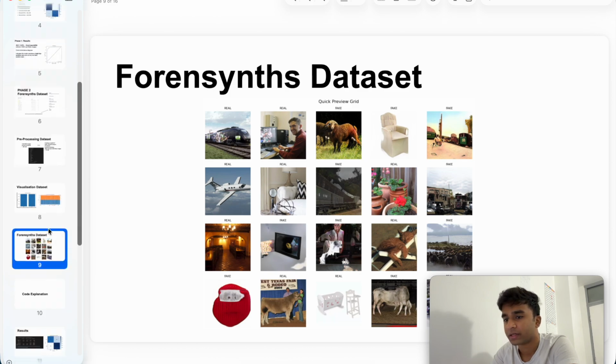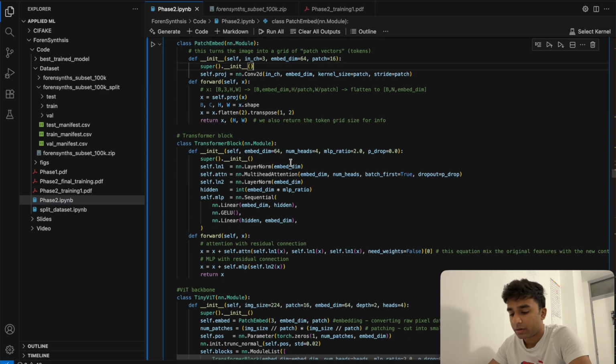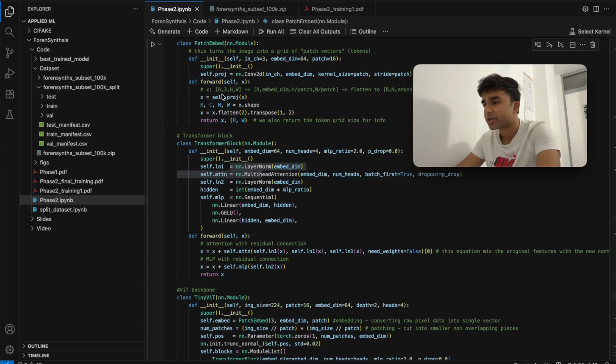Here's a sample display of the data. Coming to the model architecture, the first stream is the RGB stream, which processes the standard color image. This stream is good at capturing high-level semantic content. Here we define the patch embed, which converts a 2D image in the form of batch, channel, height, and width into a sequence of 1D vectors called tokens or patch vectors, following the two processes of tokenization and embedding.